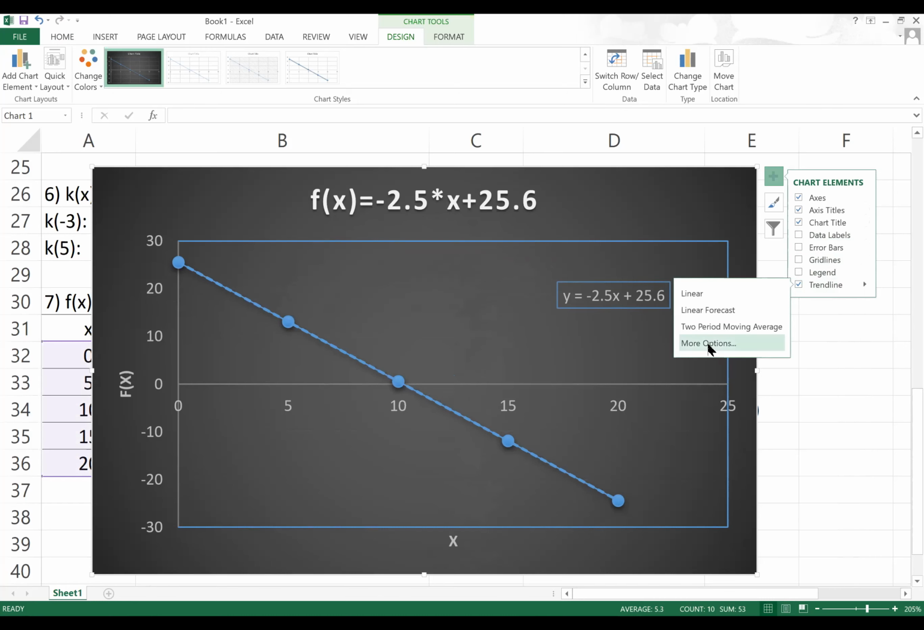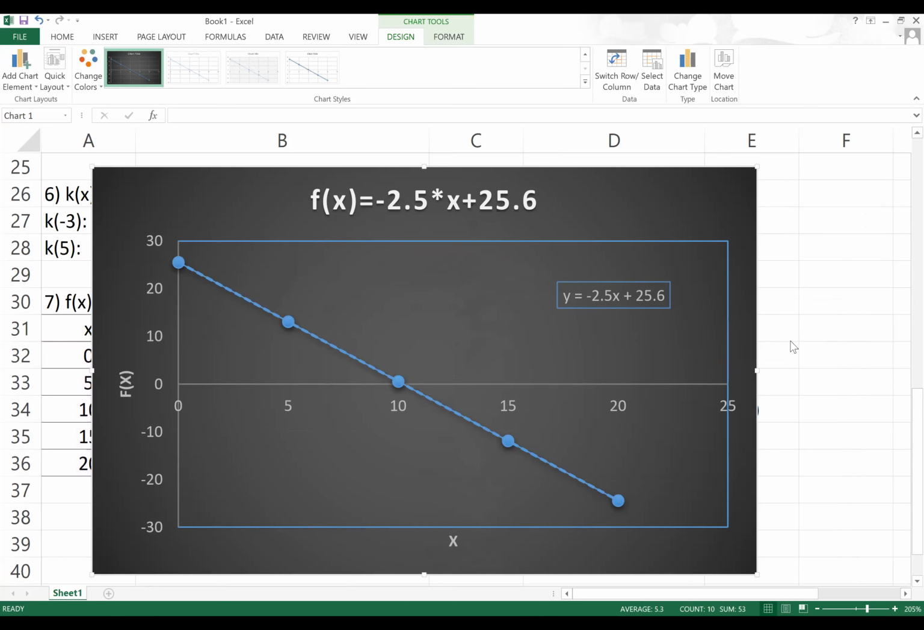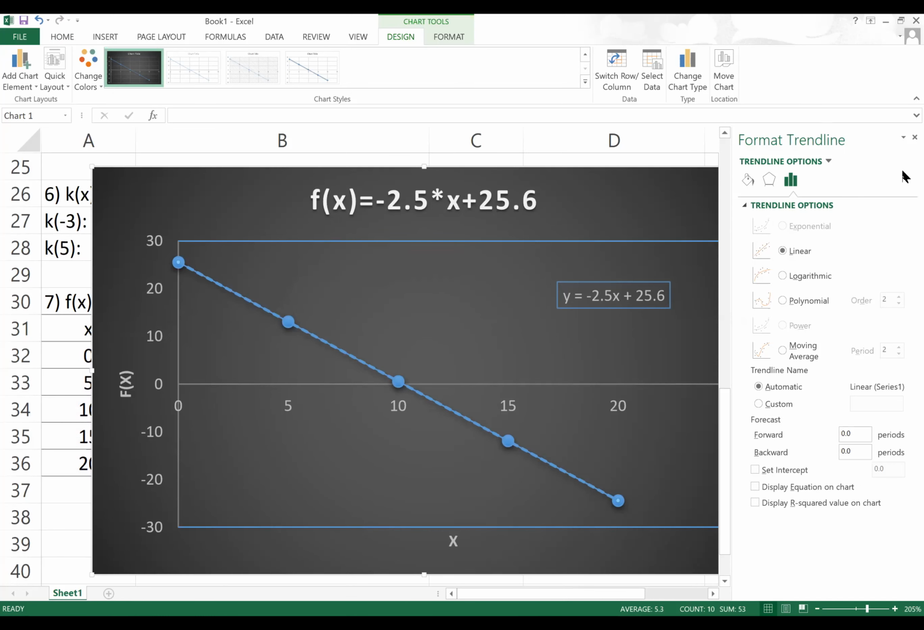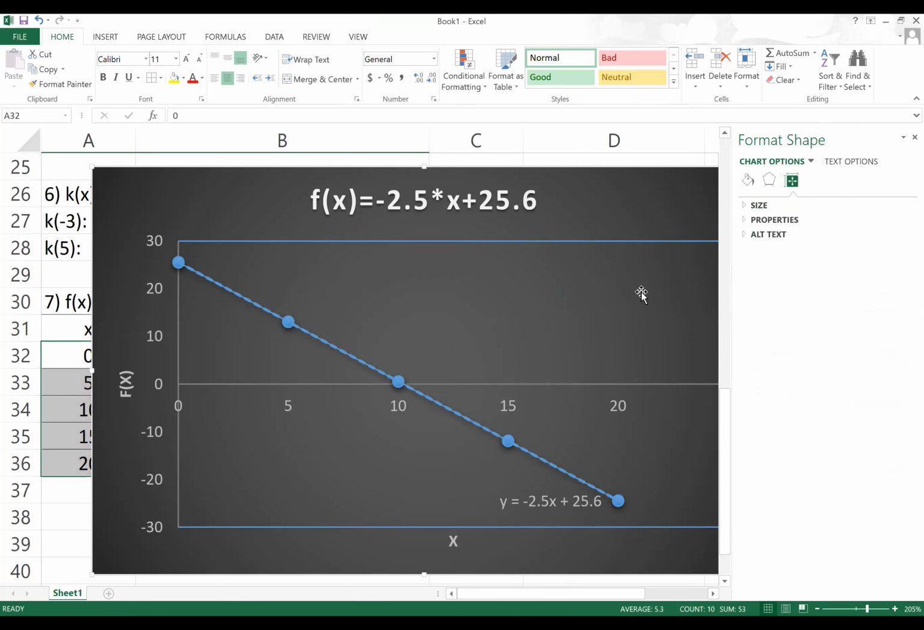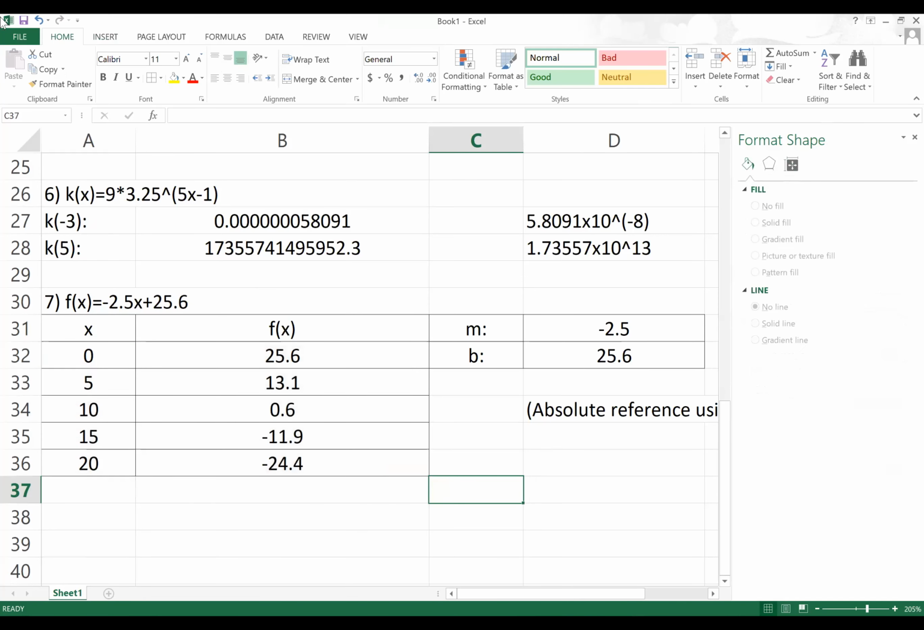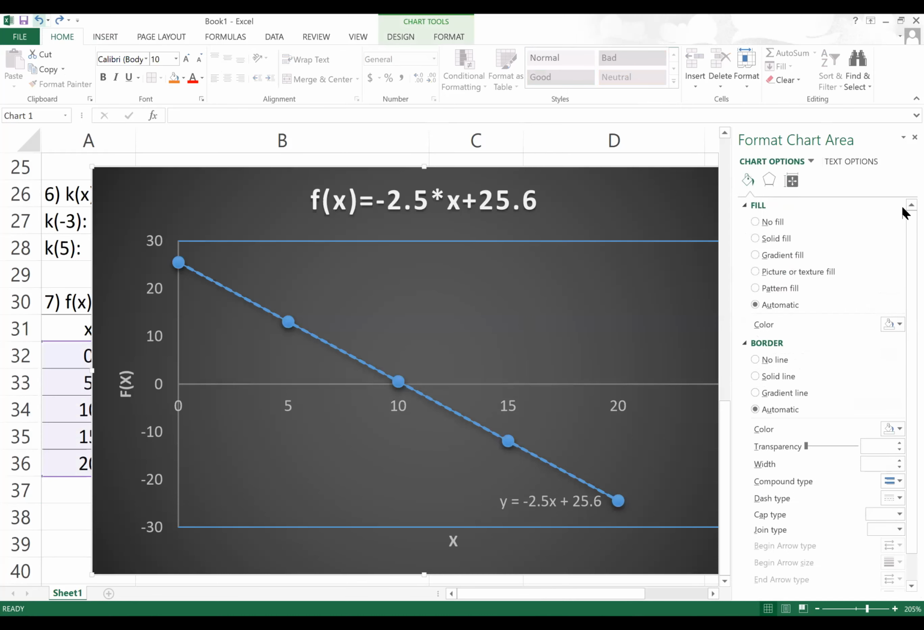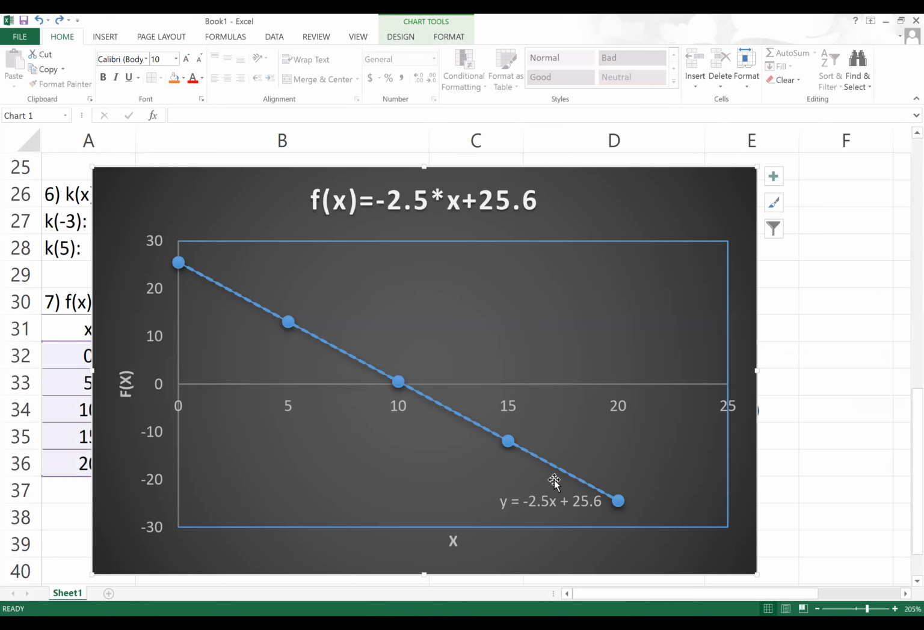And underneath it, you see more options. Open it, right? Click on it. And now this menu will come up. And the way I get that is I check display equation on chart. And then the equation will come up. You see, now I put another one here, but we don't need the actual one. I'm gonna delete one of them. Yeah. Okay. I guess I delete the whole thing. All right. Yep, that's how you get it.